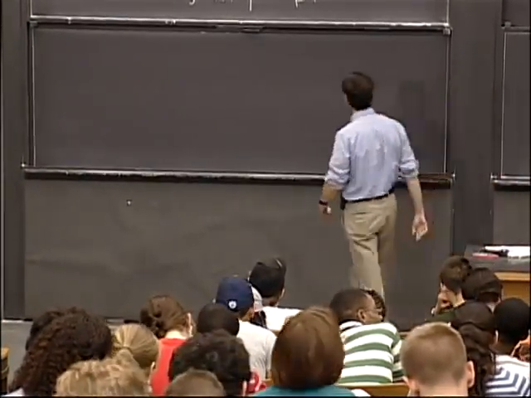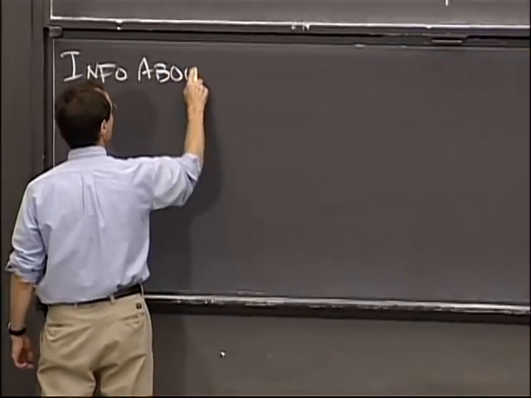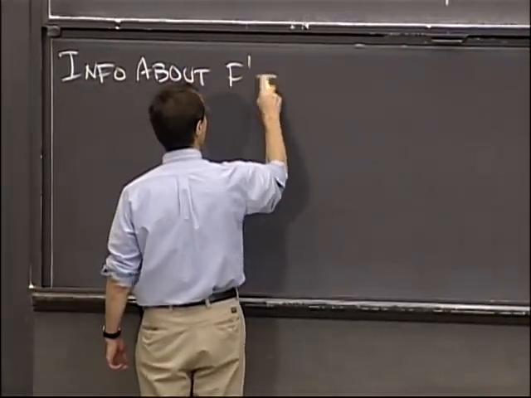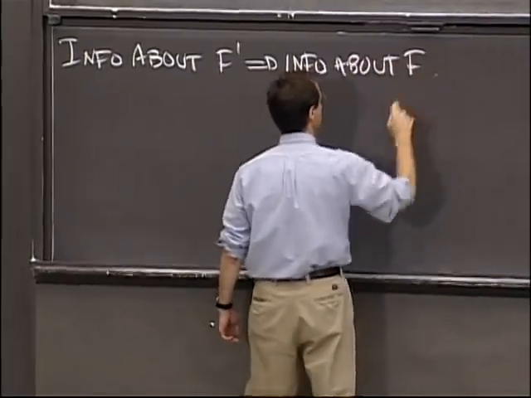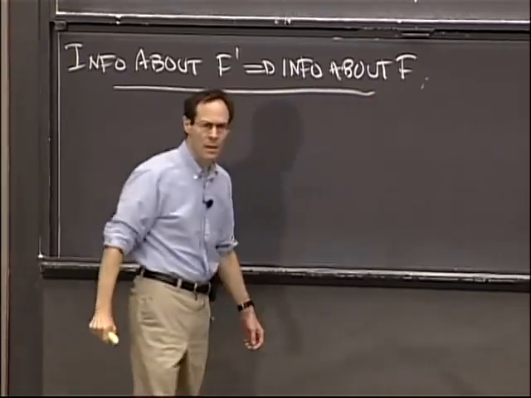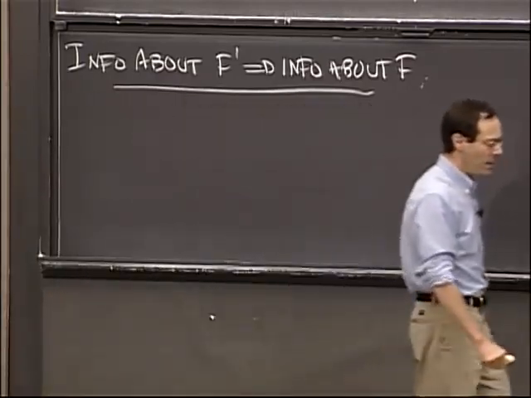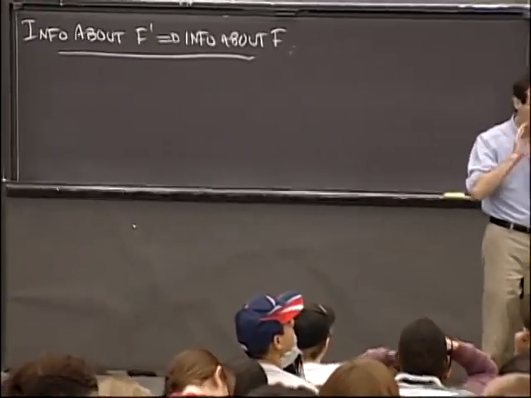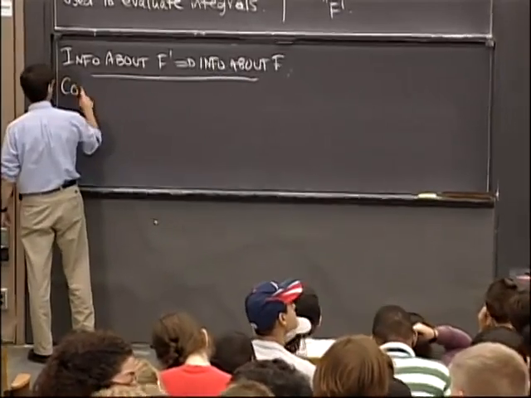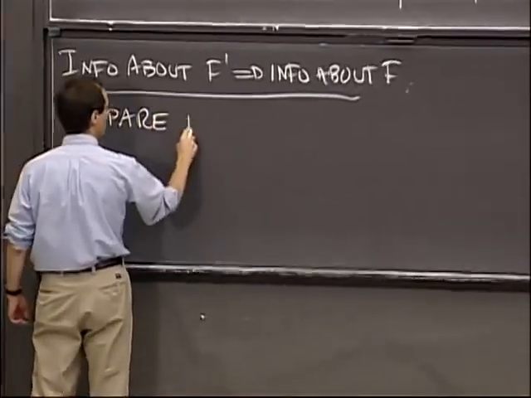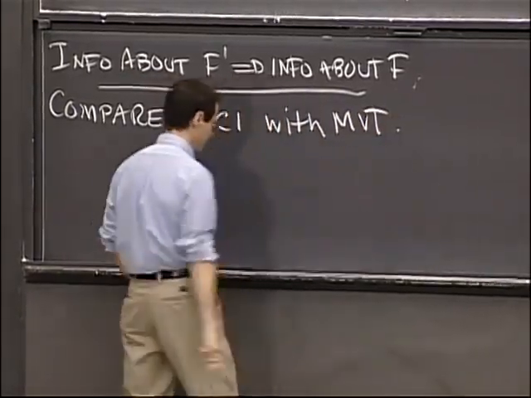So information about f, about f prime, gives us information about F. Now, since there were questions about the mean value theorem, I'm going to illustrate this first by making a comparison between the fundamental theorem of calculus and the mean value theorem. So we're going to compare this fundamental theorem of calculus with what we call the mean value theorem.